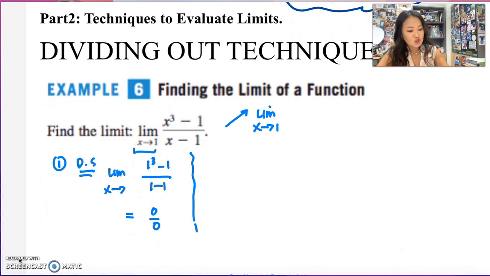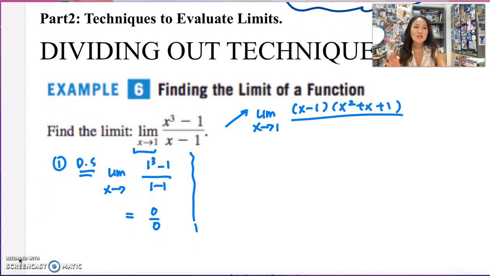You have to use simplification. So x cubed minus 1 is what exactly? It's x minus 1 times, when you factor it out, x squared plus x plus 1. That's the weird one, remember? That's the strange one where it's like a minus, but it's actually a plus plus. And then the bottom is x minus 1.